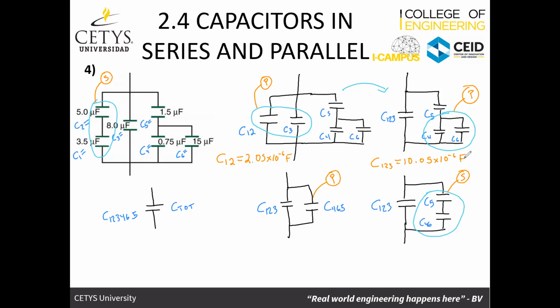Correct. Perfect. Then C4 and 6, that's a parallel as well. So that would be 0.75 plus 15. It would be 15.75 times 10 to the minus 6. And then C4, 6, 5 is going to be the series of these two, so we have to do the reciprocal. 1.36 times 10 to the minus 6. Please verify. Yes, I already have that. Okay, perfect.